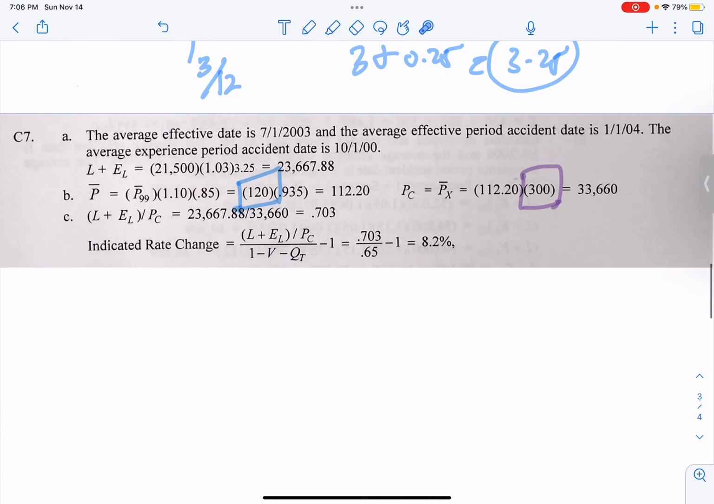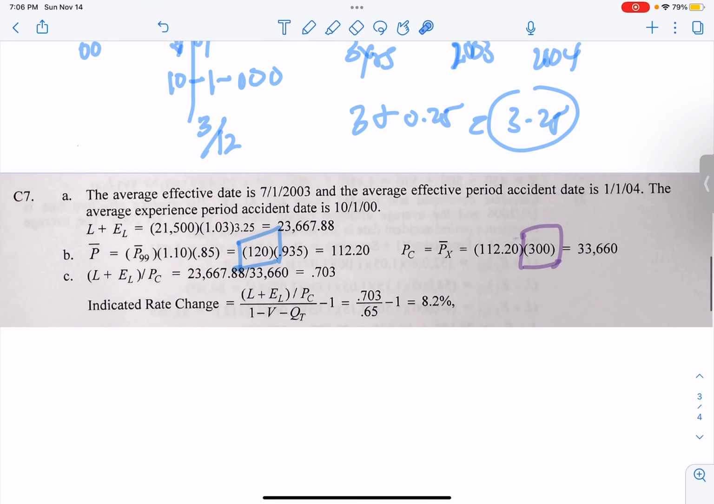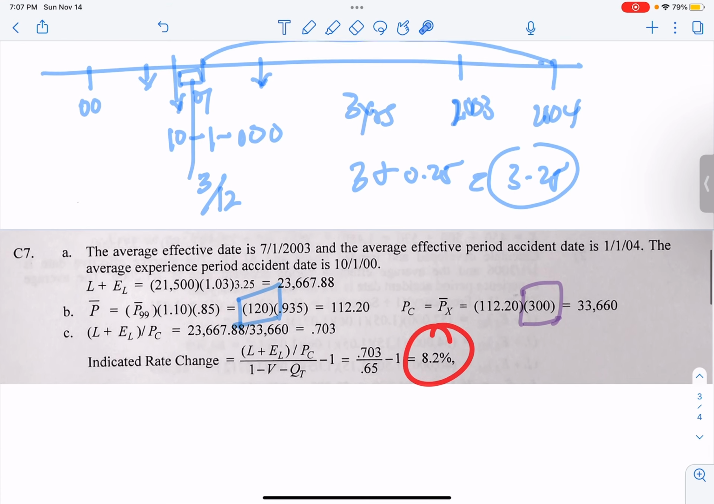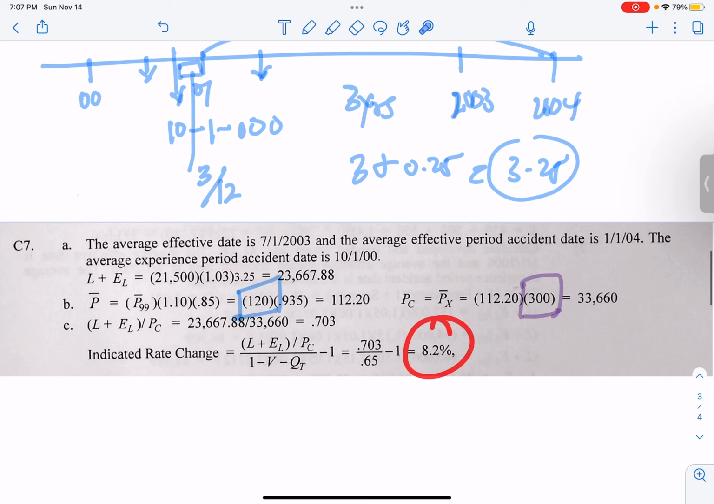So with that, now we have the current premium. We can just divide that by the loss, and then all divided by the permissible loss ratio minus 1, as I explained in question 4, to get our total indicated rate change to be 8.2%.